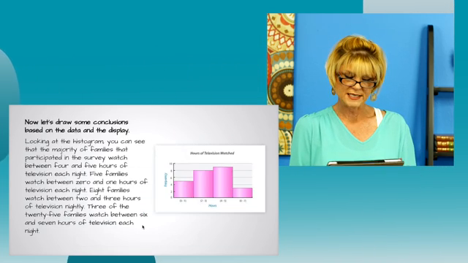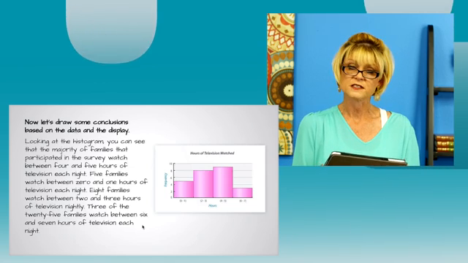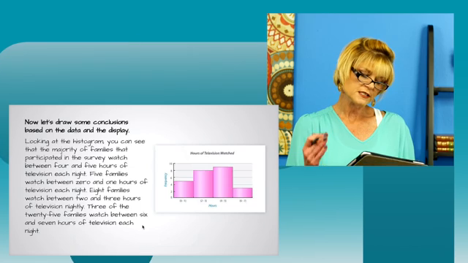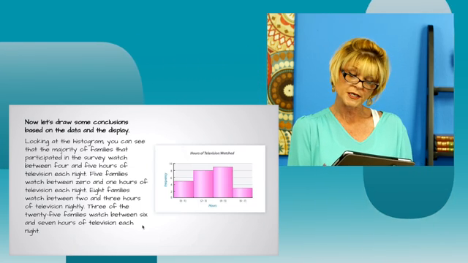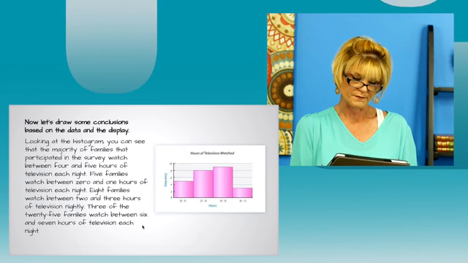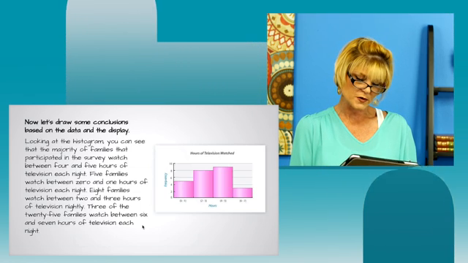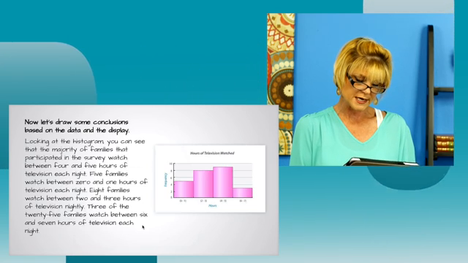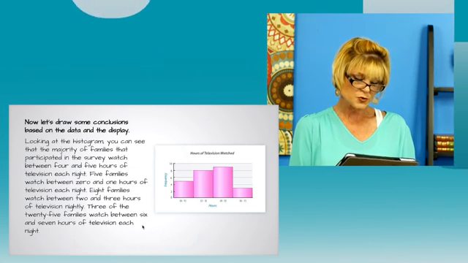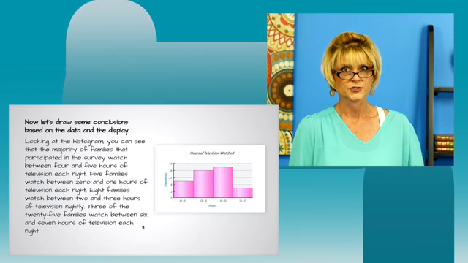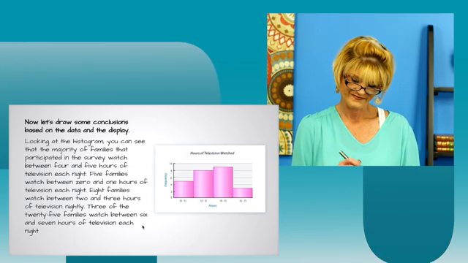So now the next step is let's draw some conclusions based on the data and the display. Looking at the histogram, you can see that the majority of families that participated in the survey watch between 4 and 5 hours of TV each night. 5 families watch between 0 and 1 hours of TV each night. 8 families watch between 2 and 3 hours of TV nightly. And 3 of the 25 families watch between 6 and 7 hours of TV each night. It's a lot of TV.